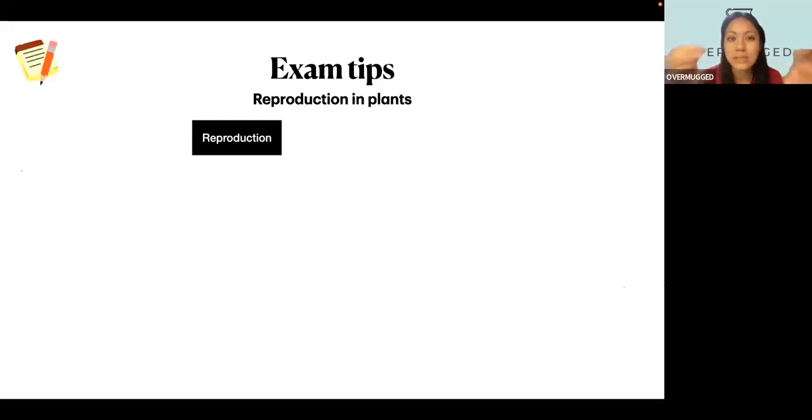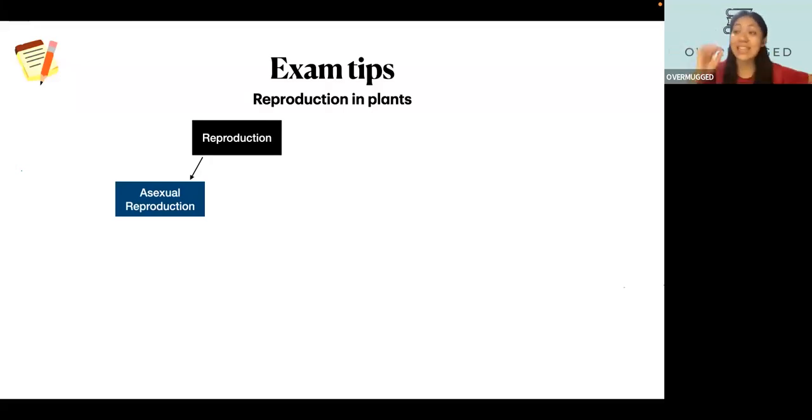So this is when we start splitting up into a lot of different kinds. There is asexual reproduction. Asexual reproduction is like copy and pasting. Really, when you copy and paste, it's exactly the same. That is asexual reproduction.